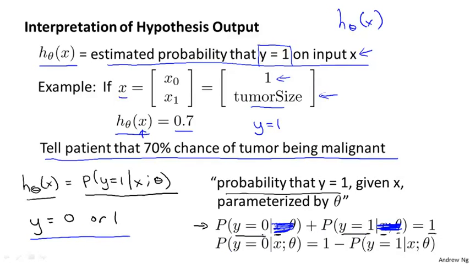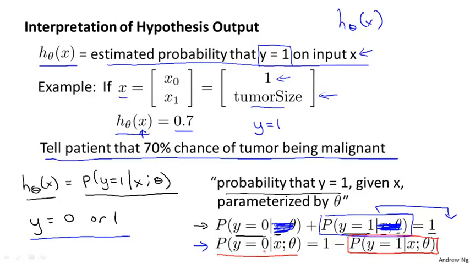And so the chance of y being equal to 0 plus the chance that y is 1, those two must add up to 1. And so if you just take this term and move it to the right-hand side, then you end up with this equation. It says probability of y equals 0 is 1 minus probability of y equals 1. And thus, if h of x gives us that term, you can therefore quite simply compute the estimated probability that y is equal to 0 as well.